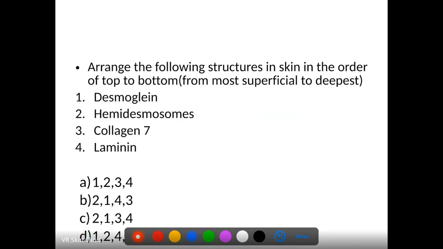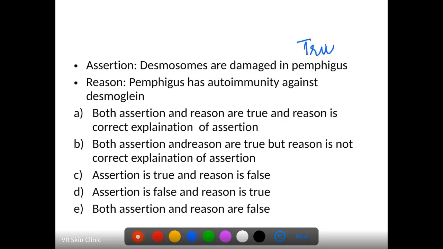Next, there's a question having two things. Assertion: desmosomes are damaged in pemphigus. That is true. And reason: pemphigus has autoimmunity against desmoglein. That is also true. So pemphigus is because of autoimmunity against the desmoglein protein, which is in the spinosum layer. So what would be the answer? Both assertion and reason are true, and the reason is the correct explanation of the assertion. This is the answer because both the statements are correct and the reason is the correct explanation.